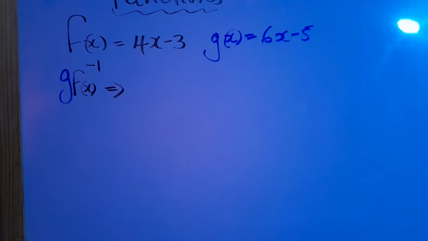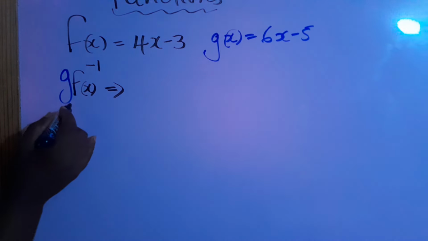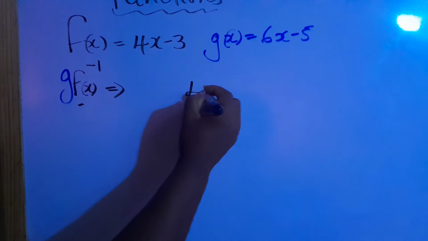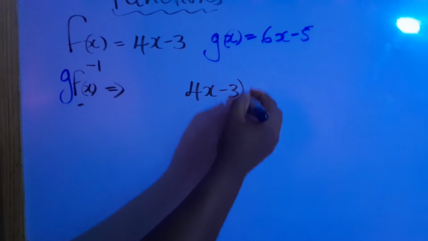Alright, let's say they give you the inverse of a composite function. Very easy. We have f of x is equal to 4x minus 3, g of x is equal to 6x minus 5. Find gf inverse of x. Very easy, as I said before. So what we do, we find the composite first. So we write back all of f, which is 4x minus 3.